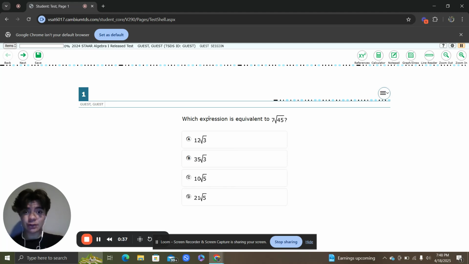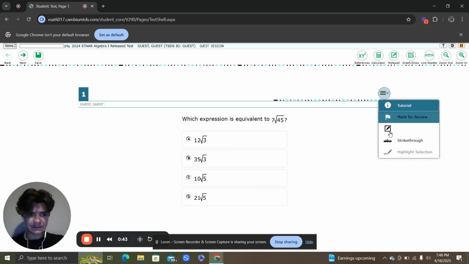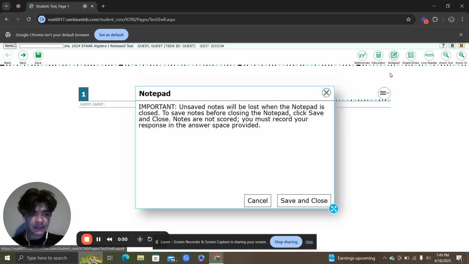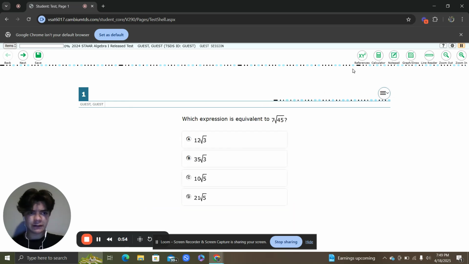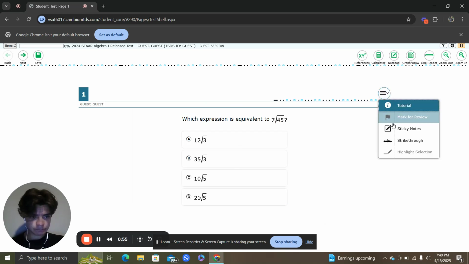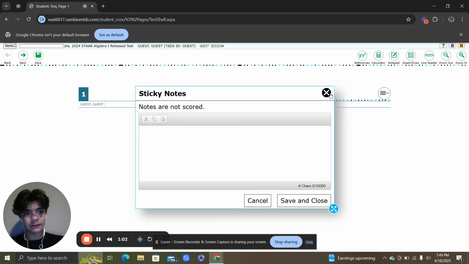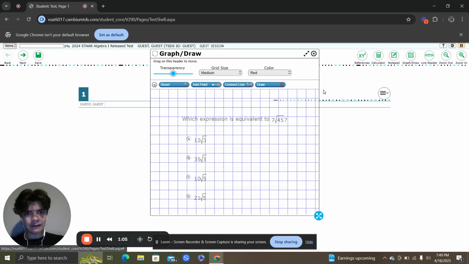Which expression is equivalent to 7 to the square root of 45? So I don't really have much writing options, so I have to do this thing called Notepad? I'm not sure. No, it won't let me. So for this one, we're going to have to do one thing. Let me go on this graph. There it is. We're going to see which one is equivalent.